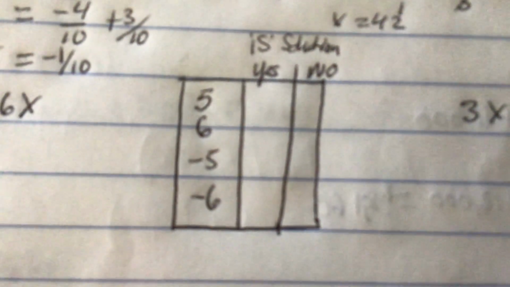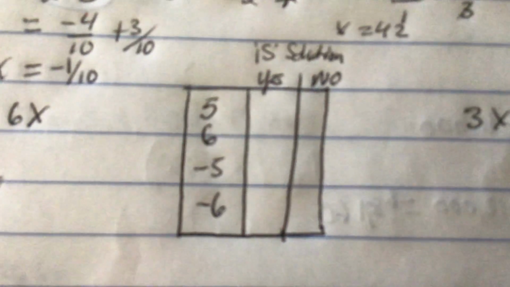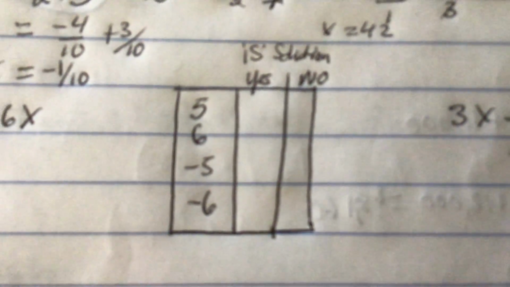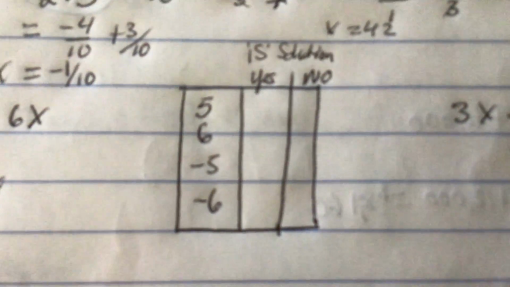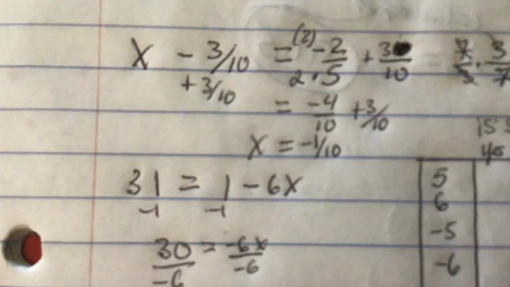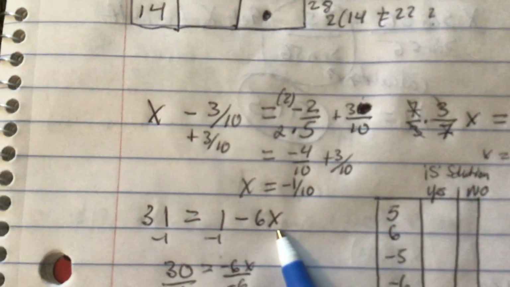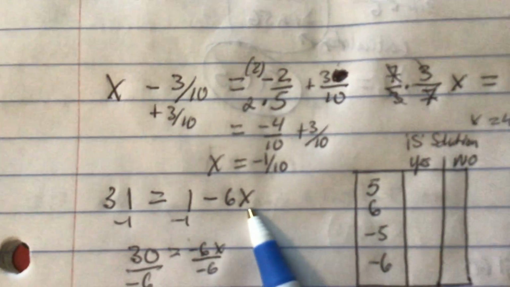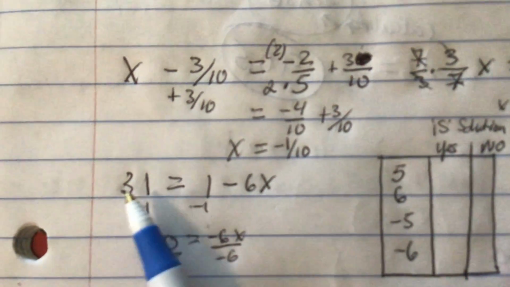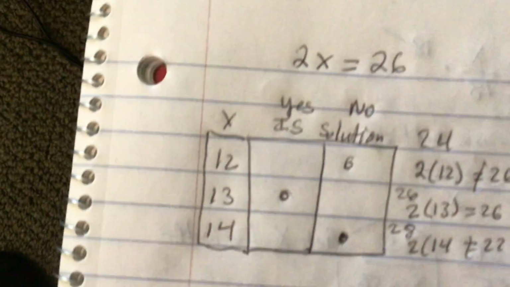Now the question actually asked, are the following solutions? Is 5 a solution? Is 6 a solution? Is negative 5 a solution? Is negative 6 a solution? I could have started with this equation right here and plugged in 5, 6, negative 5, negative 6. Just substituted them, figured out whether they equaled 31 or not. That's what I did up in this top one.